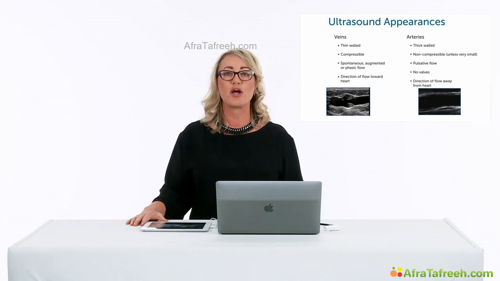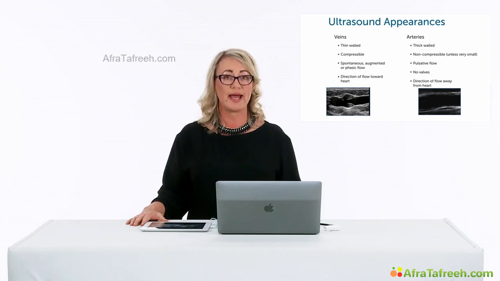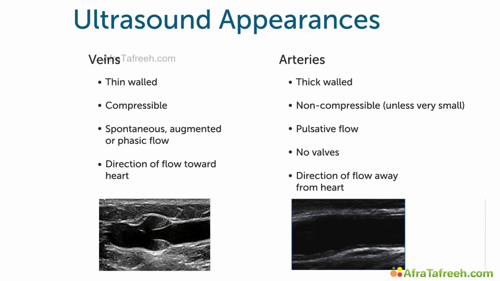Next, we'll discuss the ultrasound appearances of the normal vein. The veins are typically thin-walled, compressible. We use the transverse plane to compress ideally, and we will discuss why we use transverse rather than a longitudinal plane when we're doing our demonstrations later. We can get spontaneous, augmented or phasic flow in our veins. We often see valves, and we know that the direction of the flow in the vein is toward the heart.